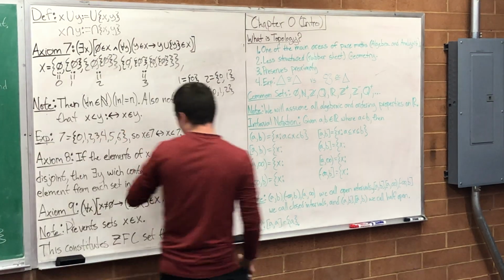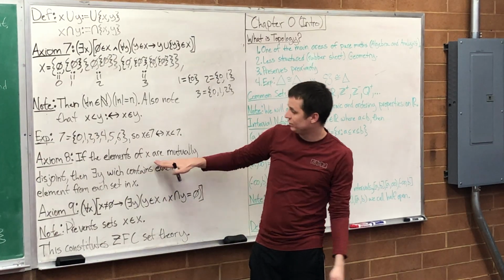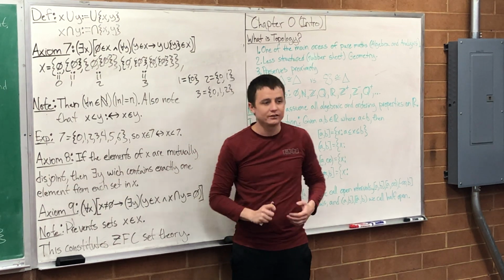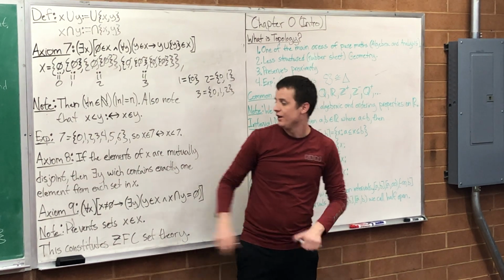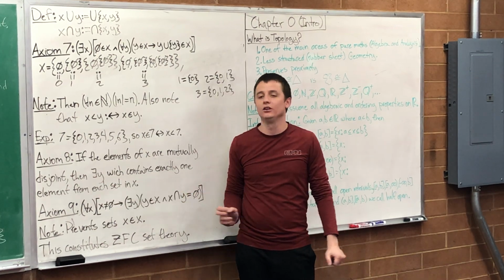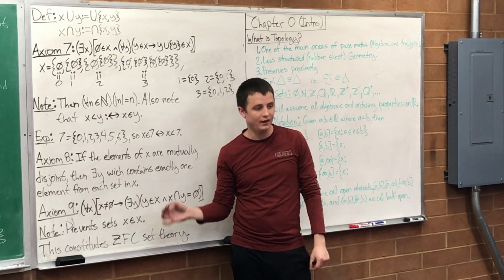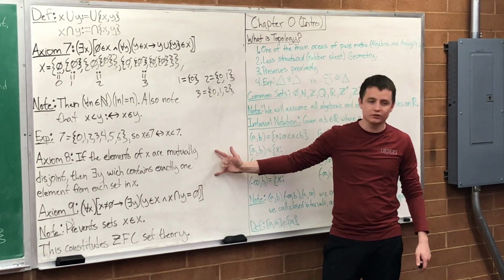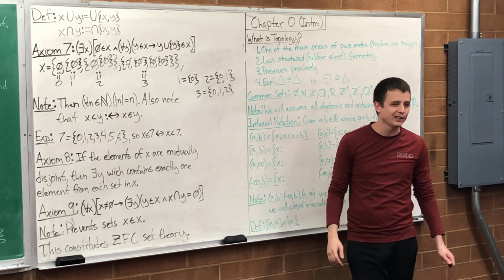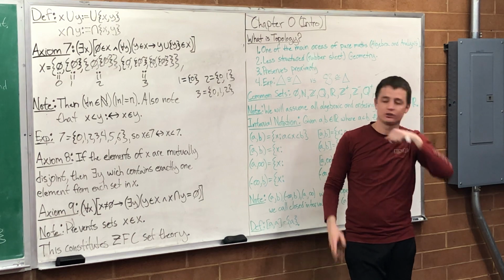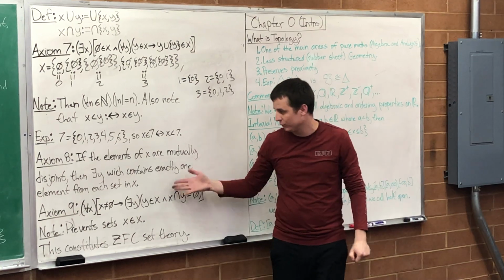So, if I have some set x, and the elements of x are mutually disjoint, in other words, none of the sets of x have any members in common, then there exists some set y, which contains exactly one element from each set in x. Where this is useful is hard to understand until you get comfortable with equivalence classes, which I don't know if any of you are. So I'll try and give an intuition for how this might help.